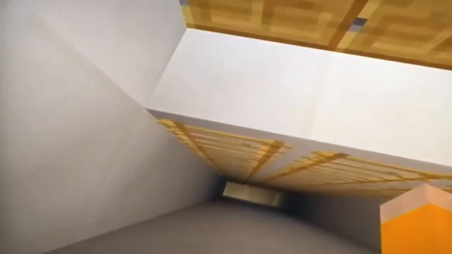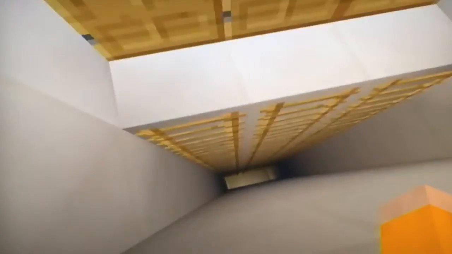I'm somehow glitching out. Oh. Okay, everything's alright now.